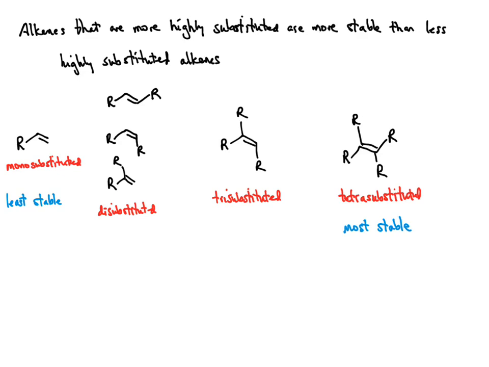Now, what is the reason for this? The reason for this is sigma donation. And so we need to take a look at the forces that are going on in alkenes to consider why it is that more highly substituted alkenes are more stable. So what we need to do is to look at two different alkenes and compare them. So we want to compare the example of propene with dimethylpropene. So I'm going to draw those out.